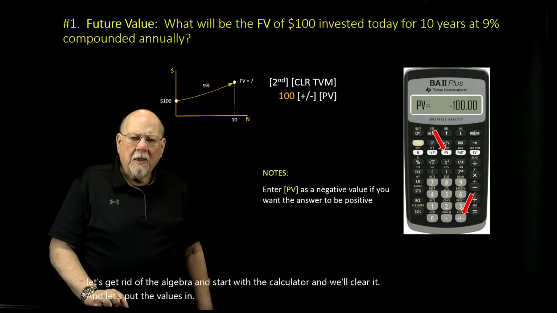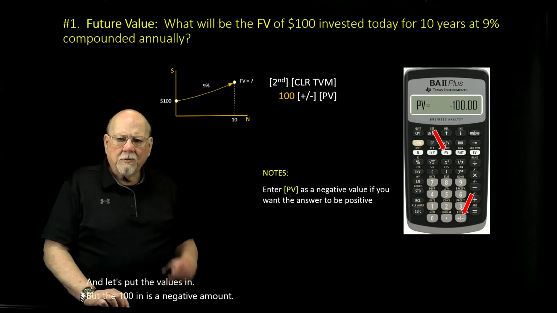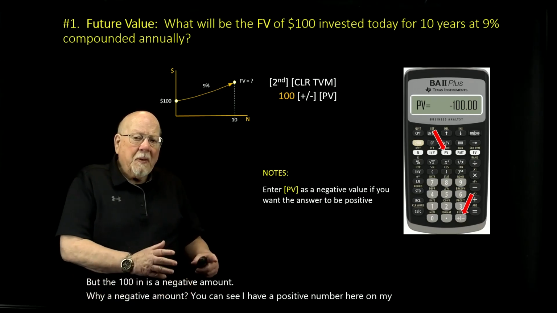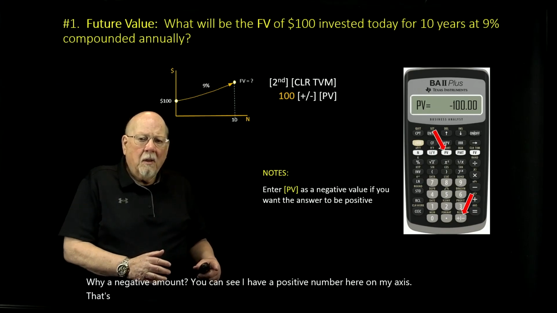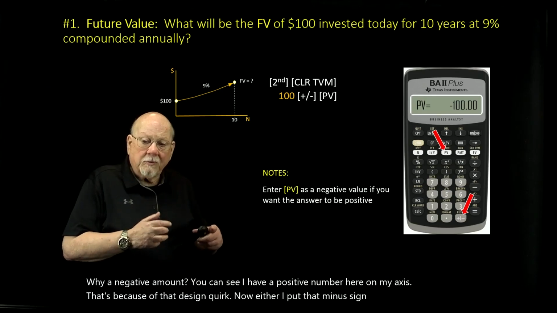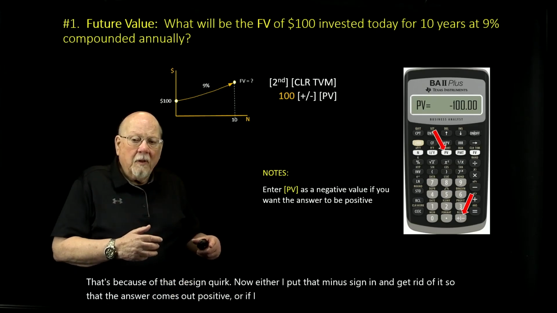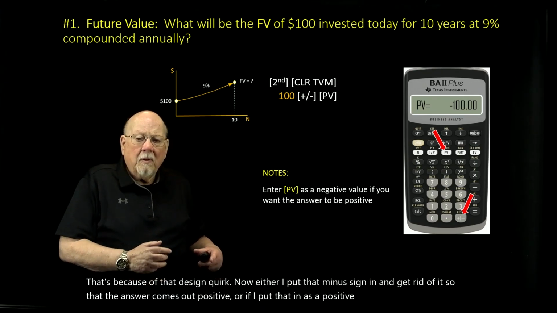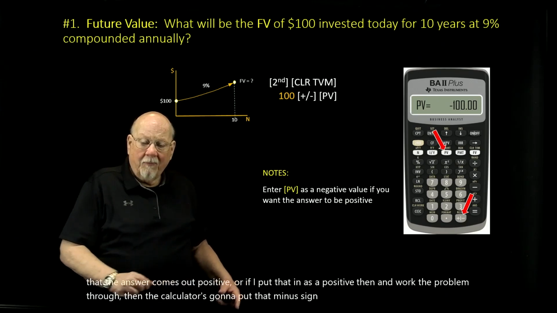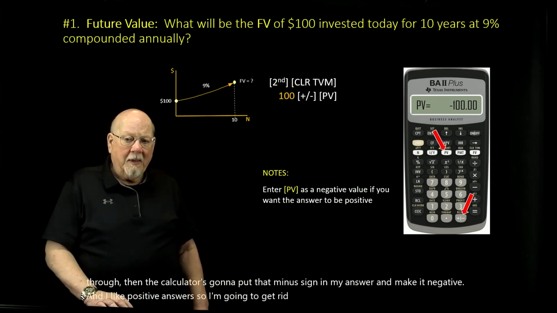Put the 100 in as a negative amount. Well, why a negative amount? You can see I have a positive number here on my axis. That's because of that design quirk. Now, either I put that minus sign in and get rid of it so that the answer comes out positive, or if I put that in as a positive, then work the problem through, the calculator is going to put that minus sign in my answer and make it negative. And I like positive answers, so I'm going to get rid of the negative immediately.